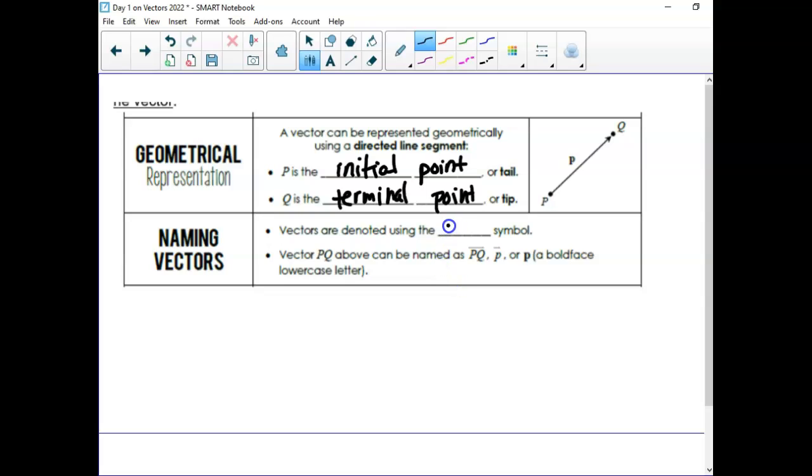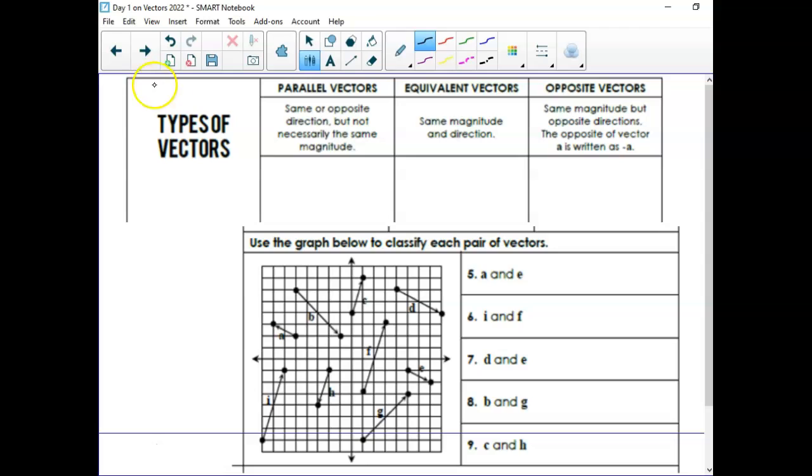And vectors are denoted with an arrow or ray symbol. This vector PQ, sometimes books will use this notation with half an arrow, like that, or a bold-faced letter. I'll just tell you if it's a vector. We're not going to worry about fancy notation, but if you see something like that, those are just different ways of denoting a vector.